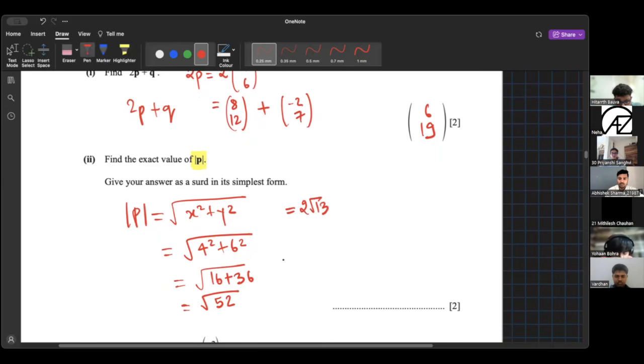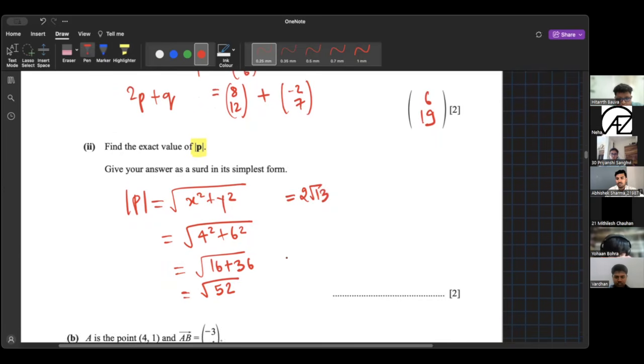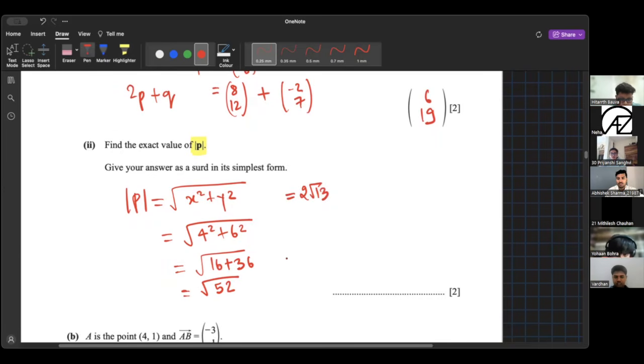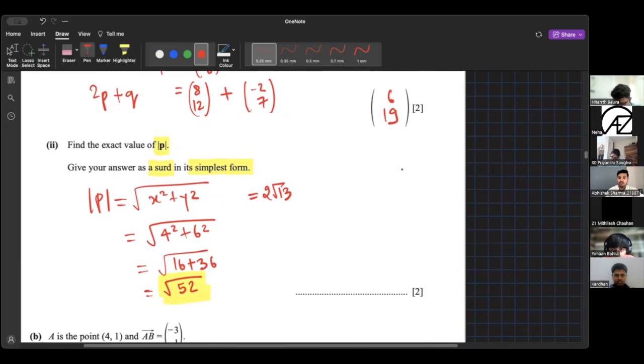But this is in a simplest form. Exact value means it will be in surds, right? It says give your answer as a surd in its simplest form. Root 52 is also a surd, but it is not in its simplest form. How will we find the simplest form of the surd?